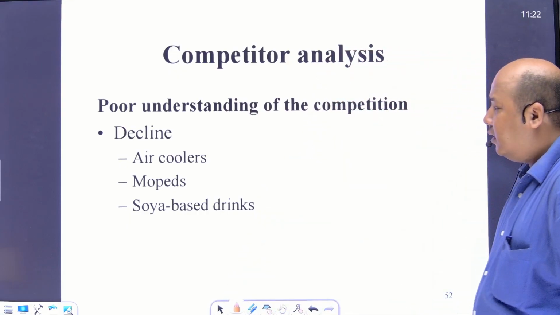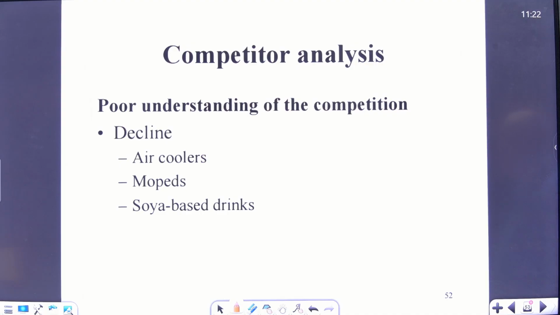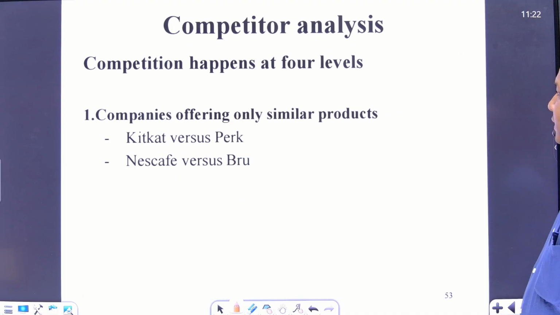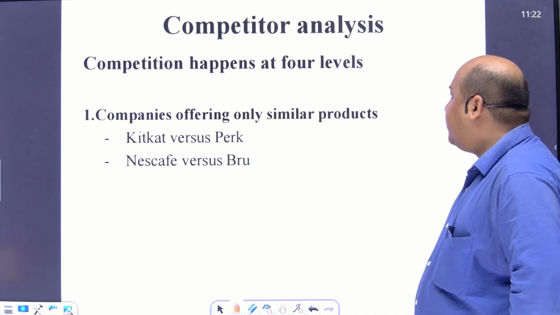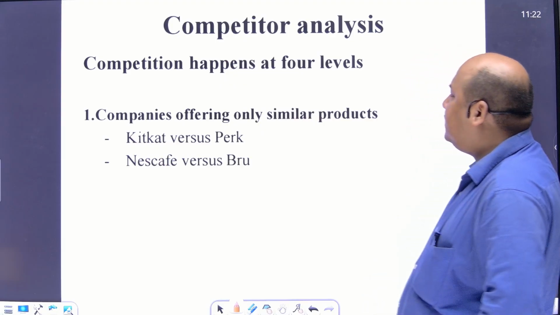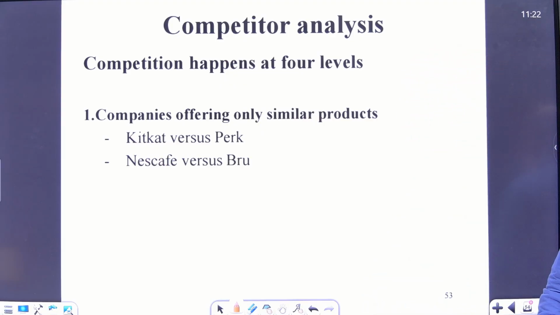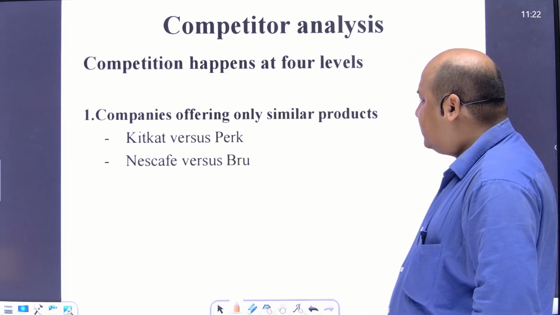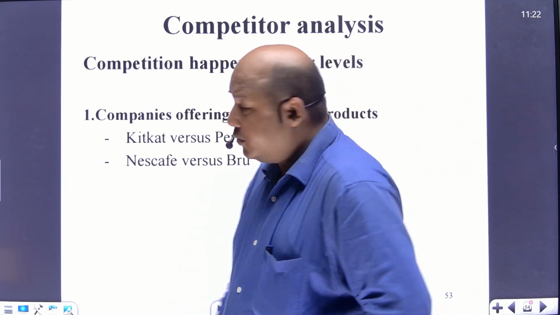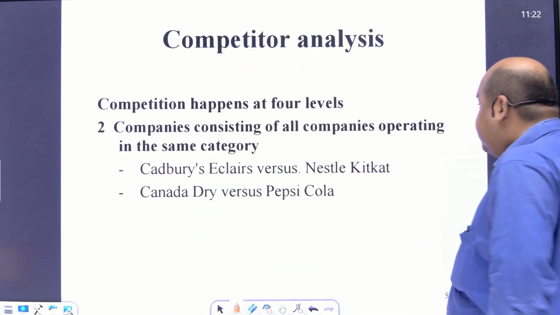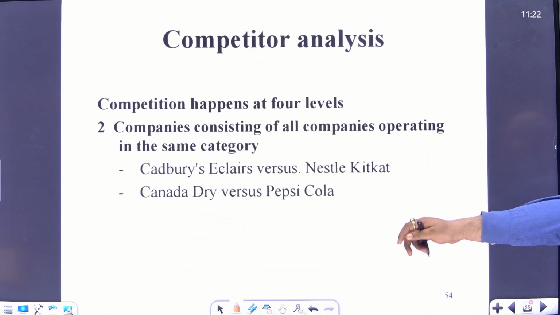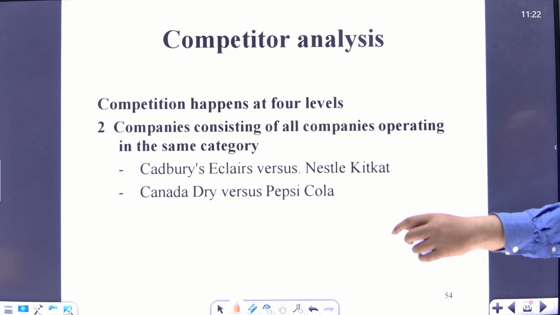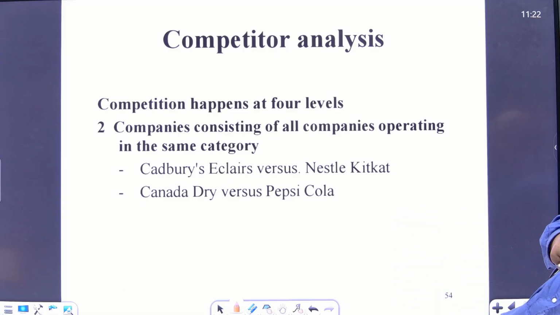Air coolers, mopeds, soya-based drinks, teachers offering similar products. Competition happens at four levels. For example, KitKat versus Perks, Nescafe versus Bru. Competition happens at four levels. Company competition considers all companies operating in the same industry: Cadbury's Eclairs versus Nestle KitKat, Canada Dry versus Pepsi Cola.